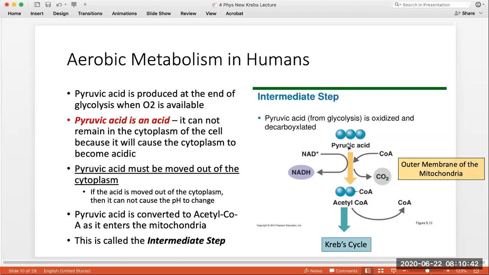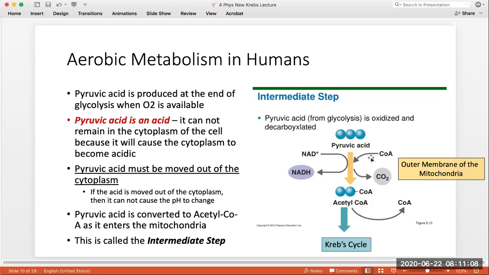So as pyruvic acid crosses the outer membrane of the mitochondria, it's going to lose a carbon and get converted from a 3-carbon intermediate to a 2-carbon intermediate. This 2-carbon intermediate is called acetate. So anytime you lose a carbon from something, you lose it as CO2. So this is where CO2 is produced from cellular metabolism. This is one of the places.